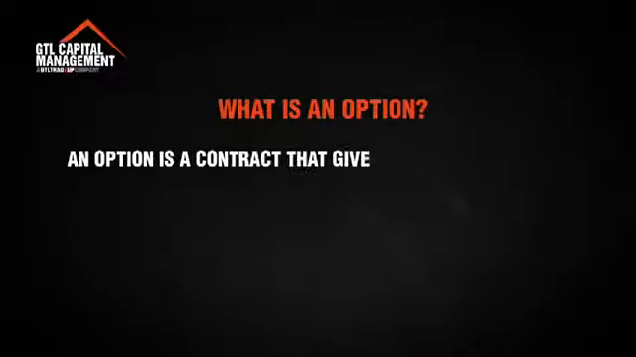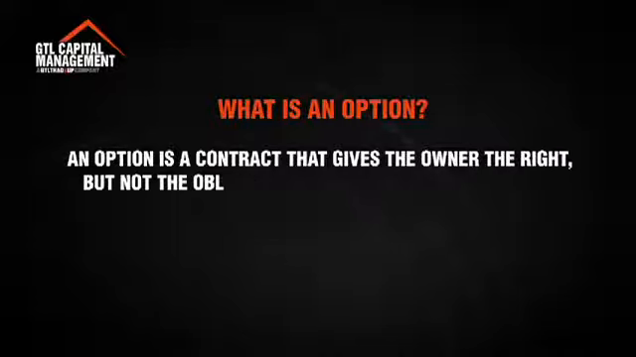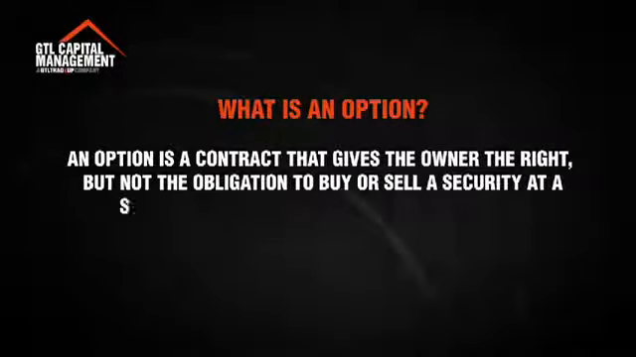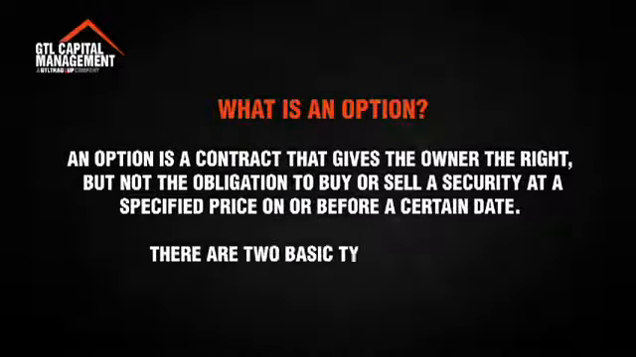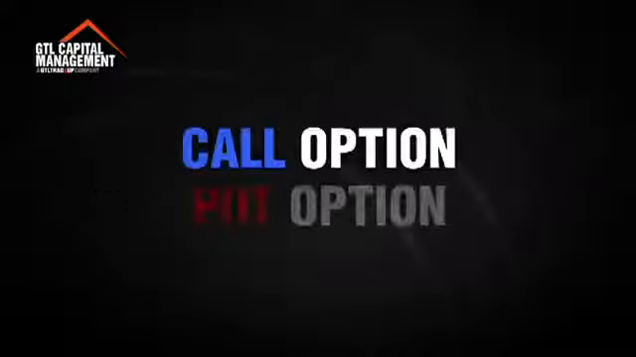An option is a contract that gives the owner or purchaser the right, but not the obligation, to buy or sell the underlying security, such as a stock or futures contract, at or before a specified date. There are two basic types of options, a call option and a put option.